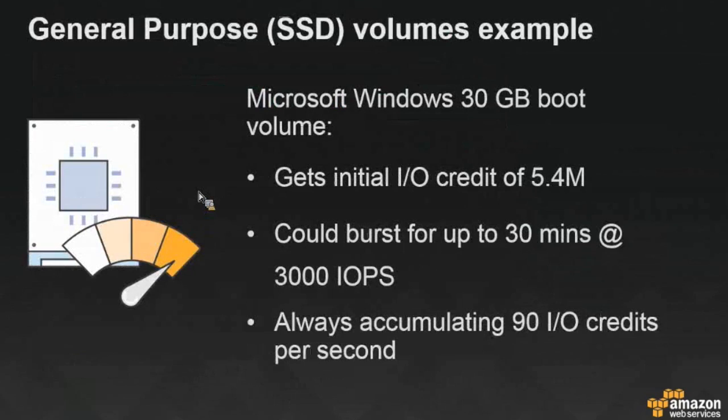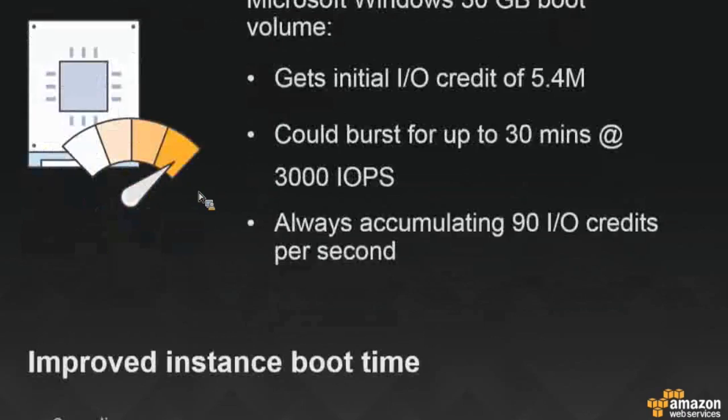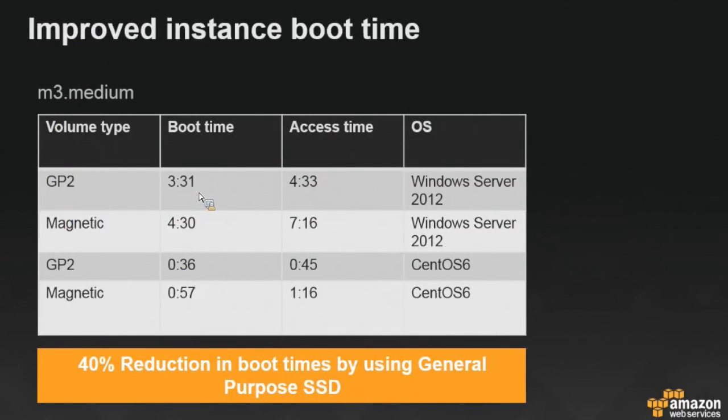A couple of examples of what this does now for EBS volumes. Microsoft Windows tends to be quite chatty on the boot volume when it's launching. And so if we take a 30 gigabyte boot volume, the initial volume will always get a credit of 5.4 million, and it could burst for up to 30 minutes non-stop at 3,000 IOPS. And it's always accumulating 90 IOPS per second because it's a 30 gigabyte volume. What that does is it significantly improves the boot time of those systems.